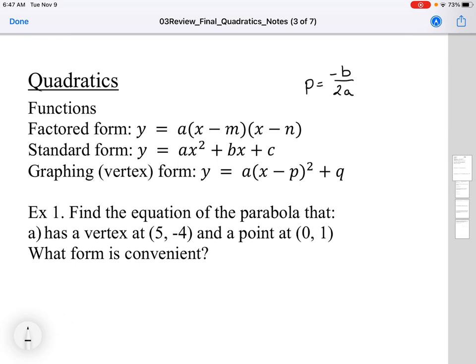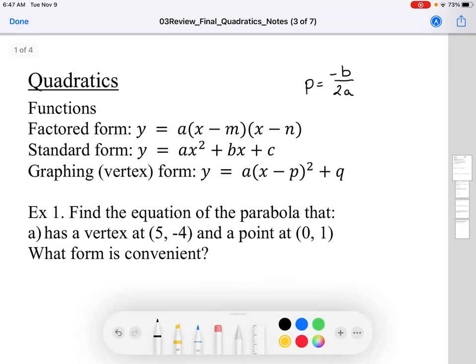When we're dealing with a question like this, we have a parabola. It's given a vertex, so that's key information, and a point at 0, 1. That's a y-intercept. Although this gives us information about that c, because it's 0, 1, really we want to use the vertex form. The vertex form is much easier to deal with.